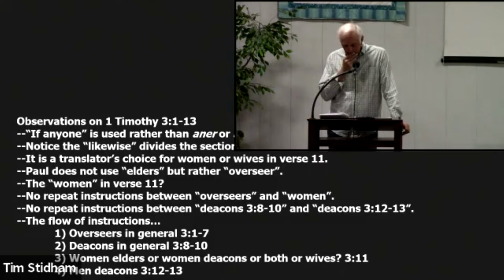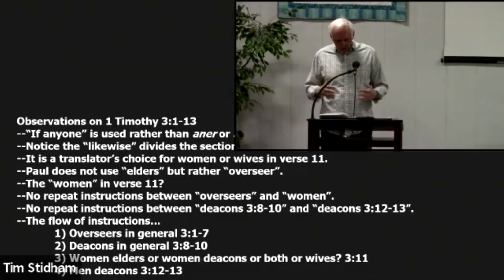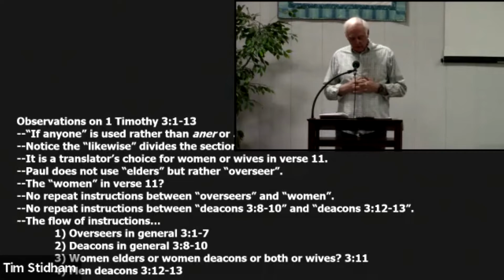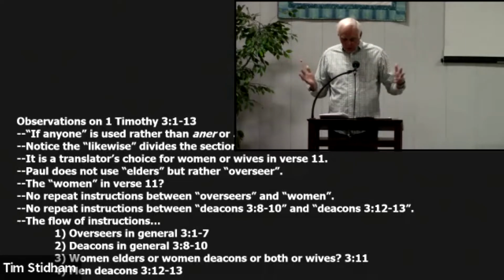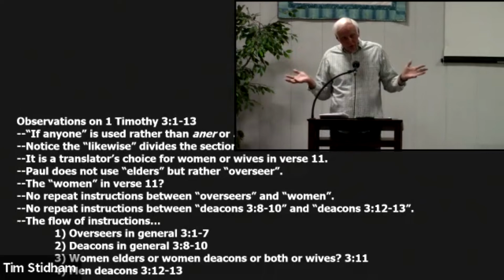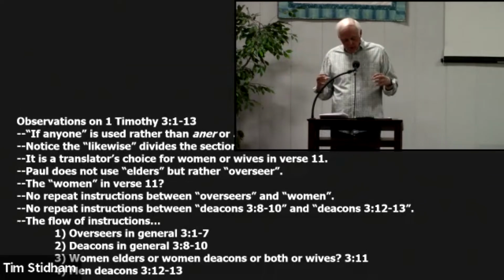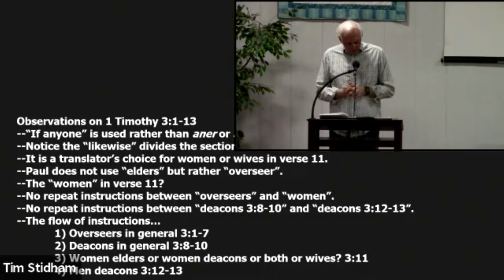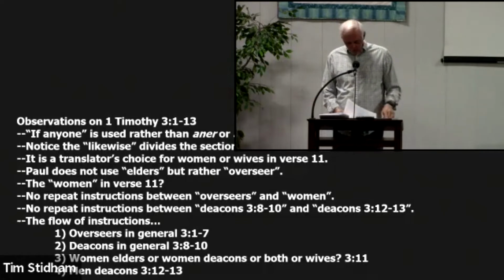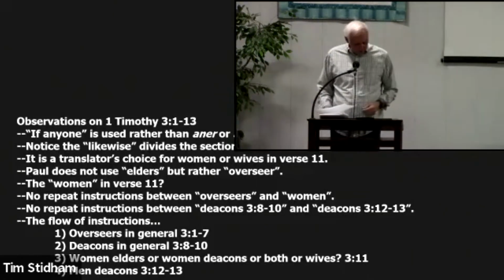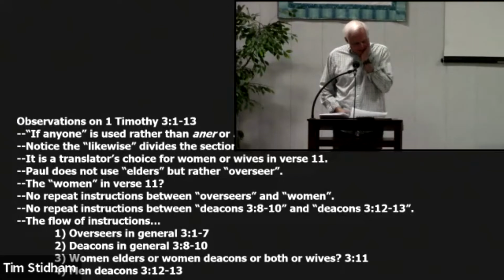Observations, and number 3, you have the flow of the instructions here. There's the overseers in general. There's deacons in general. Then there's these women, whether they're women deacons, wives, women elders, both, neither, none of the above, all the above, whatever they are. And then you have back to what seems to be men deacons in the fourth category, because you do have this list of back to one woman man as the first thing mentioned after that.